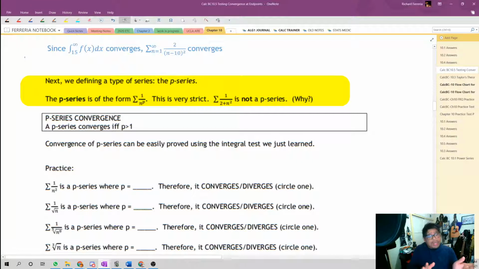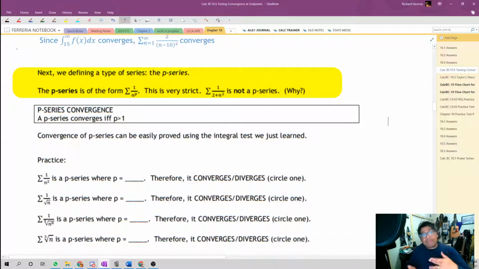Okay, so with the integral test under our belt, we're going to switch gears again, and we're going to go to a new series test. But before we can get to that series test, we have to make a definition, and the definition is p-series. So a p-series is of the form 1 over n to the p power.